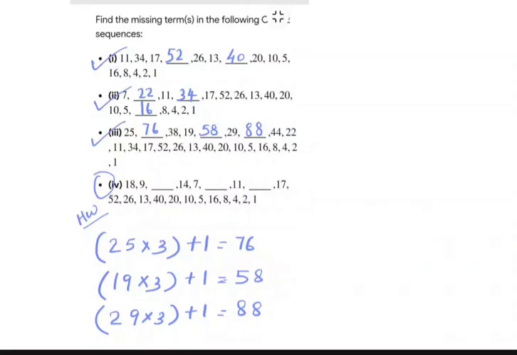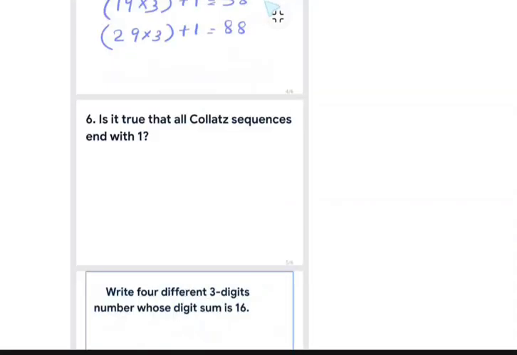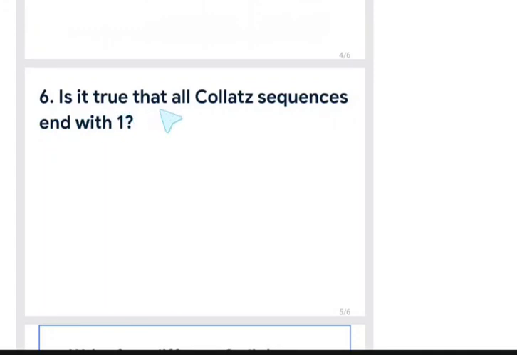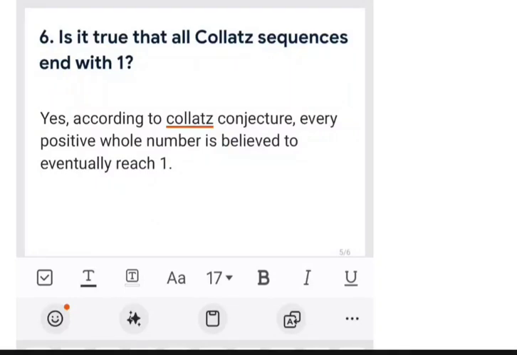Okay, let's move to the next question. Is it true that all Collatz sequences end with 1? According to the Collatz conjecture, every positive whole number is believed to eventually reach 1. So here the answer is yes. So we can write yes.